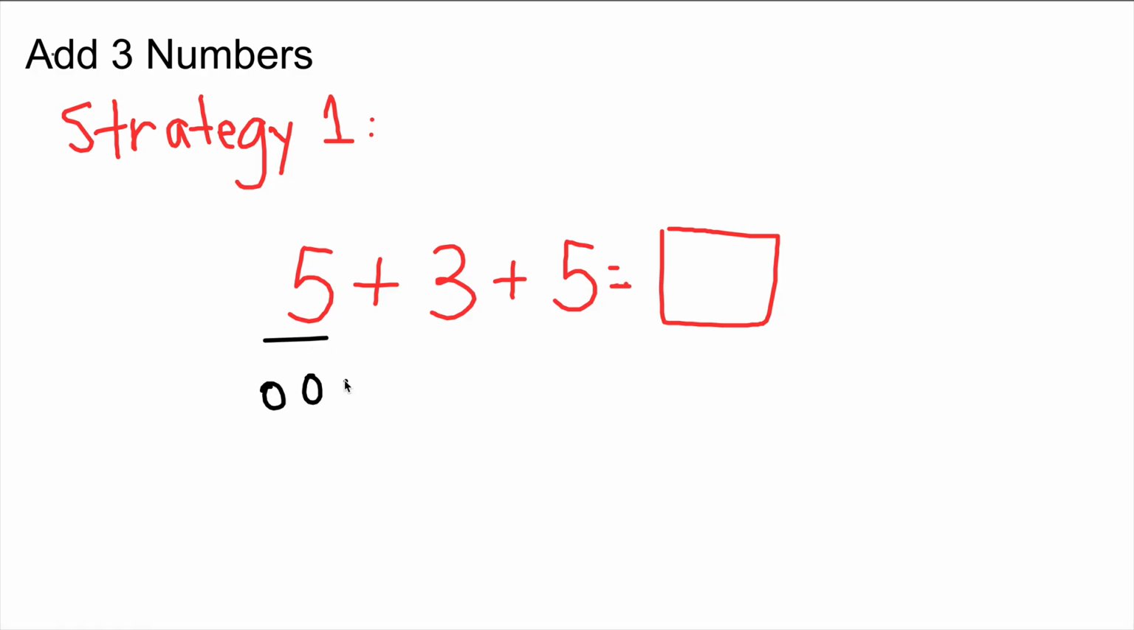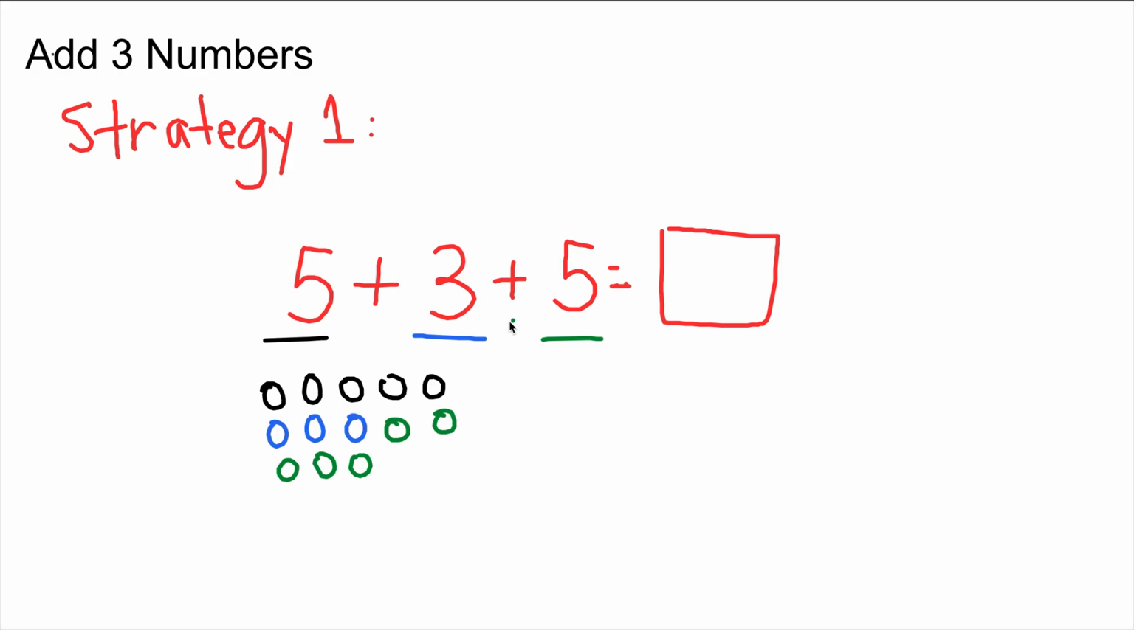1, 2, 3, 4, 5. And I see the plus sign, so that means that I'm putting those numbers together, meaning I'm going to be adding more numbers together. So my next number is 3. 1, 2, 3. And then my last number is another 5. 1, 2, 3, 4, 5.